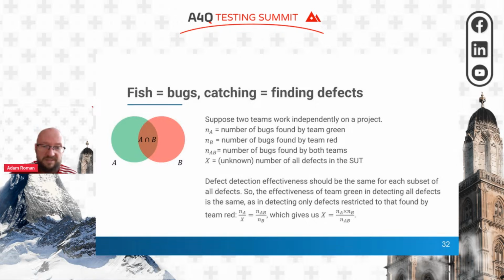So this gives us this equation, and from this equation we can easily compute this unknown x, which is the number of all defects, right? So the proportion of the number of defects found by the green team to the total number of defects is the same as the proportion of bugs found by both teams to the number of bugs found by the red team.